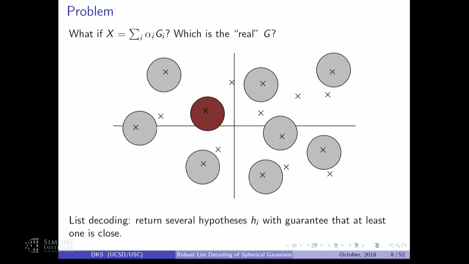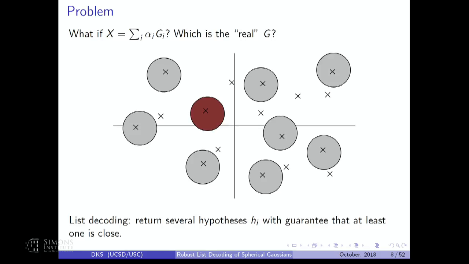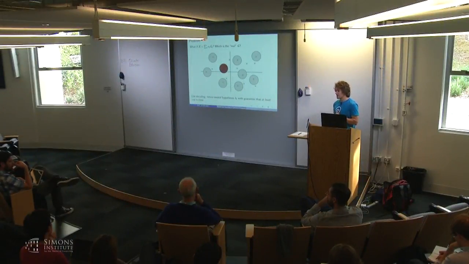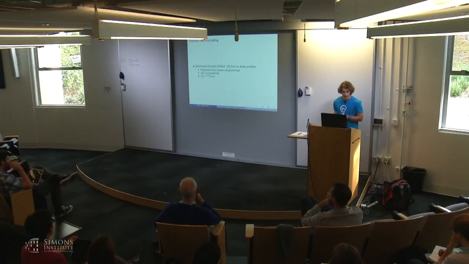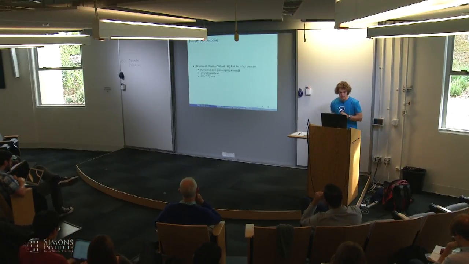with only the guarantee that at least one of these hypotheses that we returned is close to the actual mean. Question? Yeah. In the previous work, what did epsilon represent? Epsilon represented the error rate, and that was considered to be small. Here, alpha is representing the non-error rate, which we're considering to be small. Thanks.